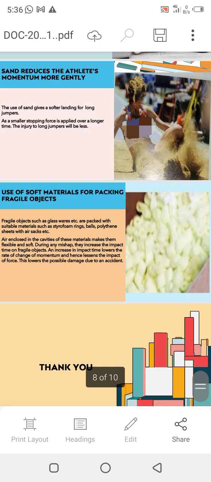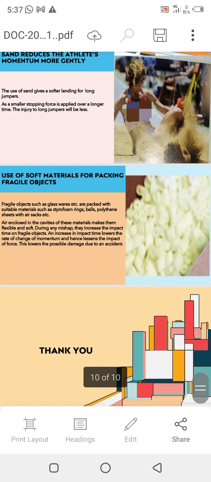And the last, fifth example: use of soft material for packing fragile objects. Fragile objects such as glass, walls, etc. are packed with suitable materials such as styrofoam, rings, balls, polythene sheets with air sacs, etc. Air enclosed in the cavities of these materials makes them flexible and soft. During any mishap, they increase the impact time on the fragile objects.